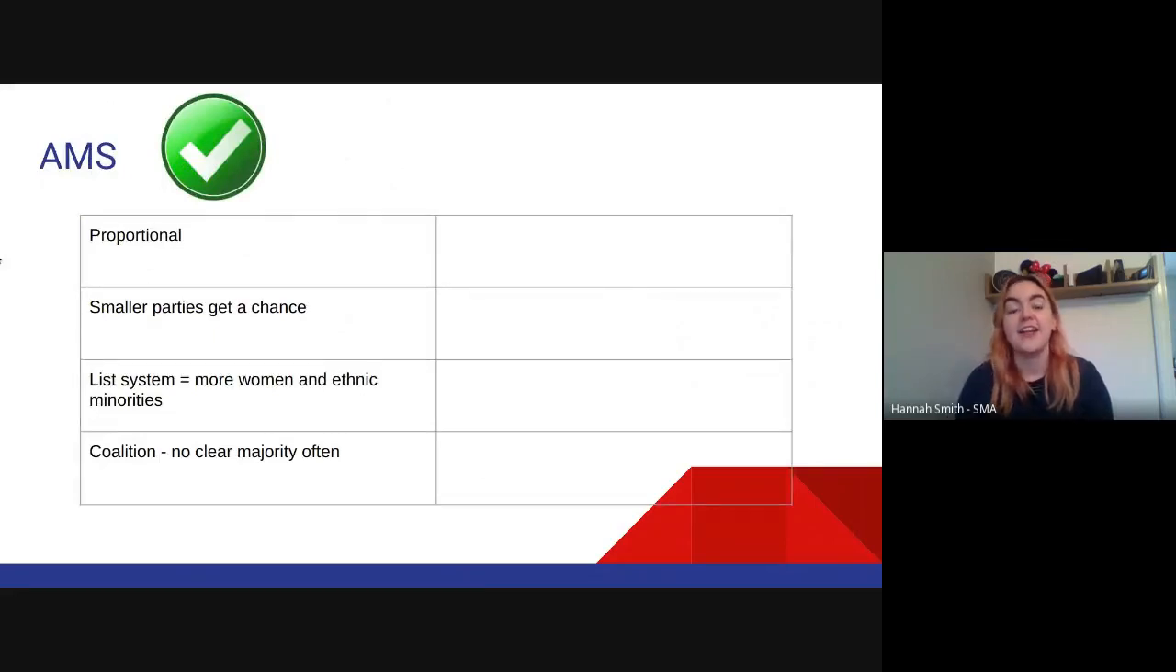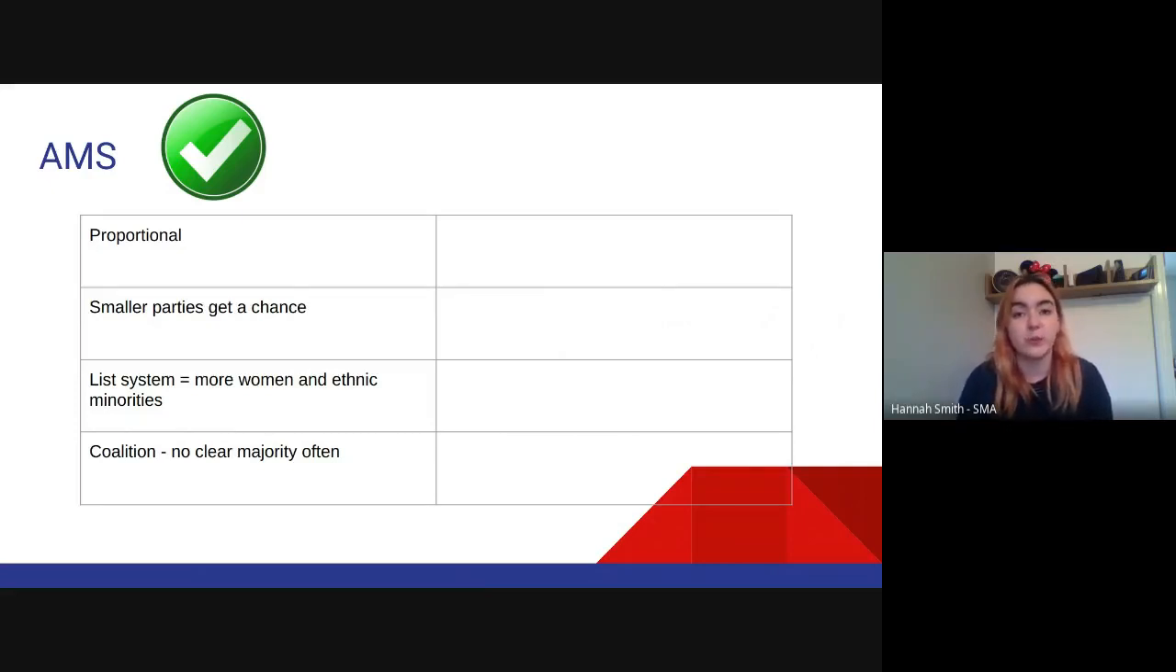Okay. It is quite a lot to take in, so let's go back and repeat that with AMS. You've got 1 constituency vote, 1 political party vote. Good things about it. It's proportional. It's not exact, but we do know that if a party gets 45% of the votes in the whole of Scotland, they will get almost 45% of the seats, or thereabouts.